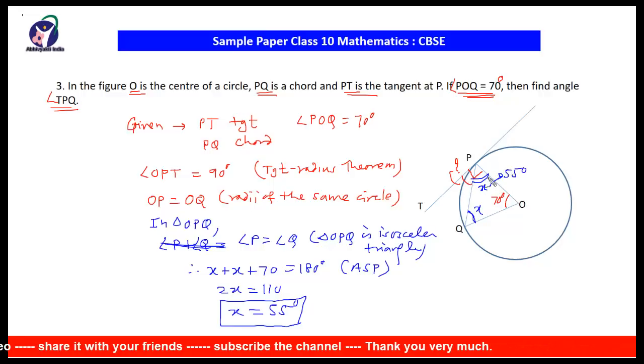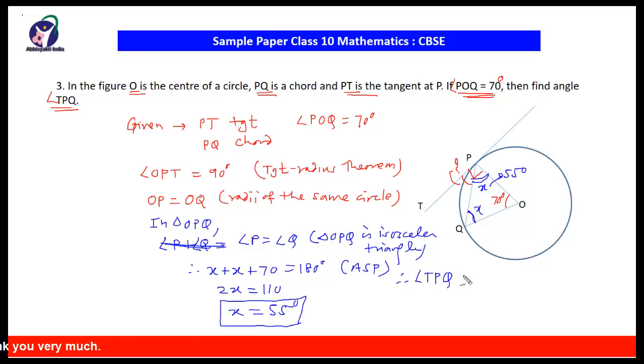We know that this total angle is 90 degrees. Out of this, 55 degrees is known. So this remaining angle TPQ will be 90 minus 55. Therefore, angle TPQ is equal to 90 minus 55, that will be equal to 35 degrees, and therefore the angle TPQ is equal to 35 degrees. Write this and highlight this part also. So this part will get 1.5 marks, and this part will get 1.5 marks, and together you will get the complete 3 marks.